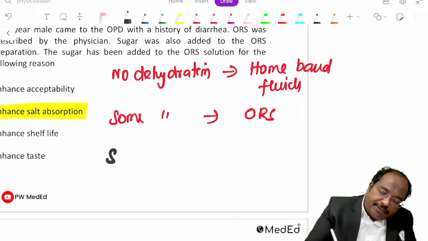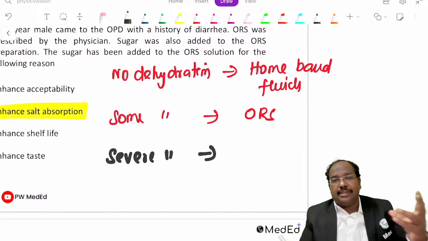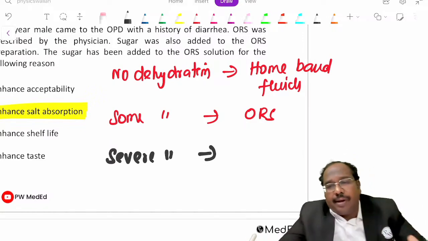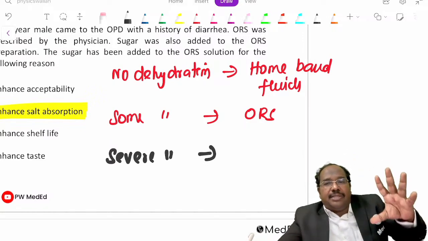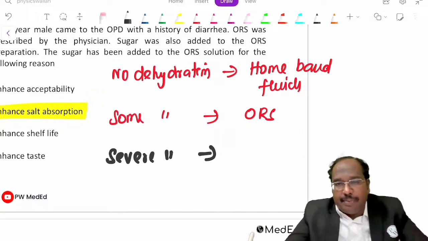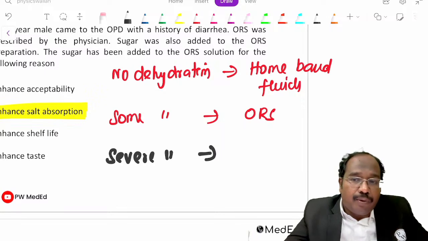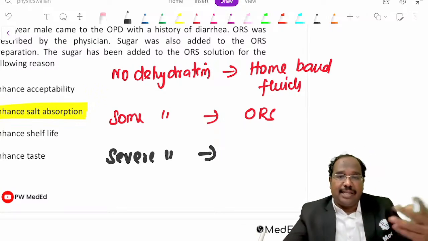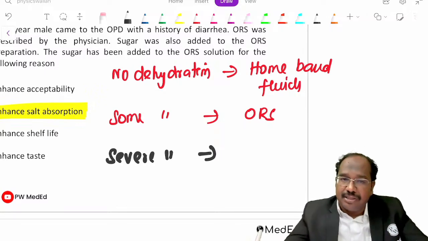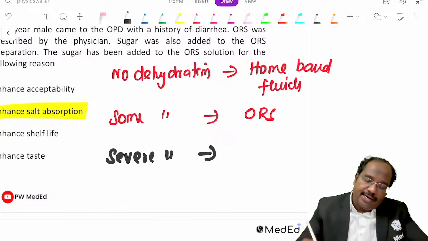If the patient is having severe dehydration, sunken eyes are there, not able to drink, the skin pinch test is slow, you pinch in the abdomen, thirst, general condition is very poor, the kid is lethargic. In such circumstances, we'll go for severe dehydration.